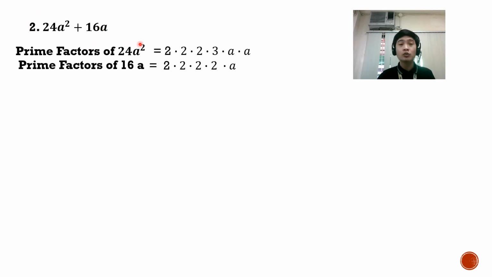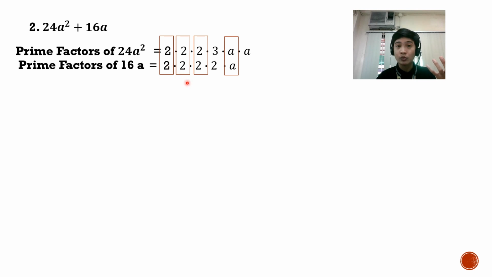So, after nating makuha ang mga prime factors ng mga expression na involved sa polynomial na ito, the next thing that we need to do is i-mark natin lahat ng mga common factors sa bawat expression na kinuhanan natin ng prime factors. And we will mark them as 1. So, ano-ano po yun? Ito. Yan. At ito. Lahat ng nakuha nating common factors na yan, lahat ng minarkahan nating common factors, we will take them as 1 value.